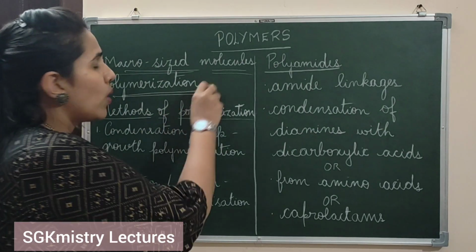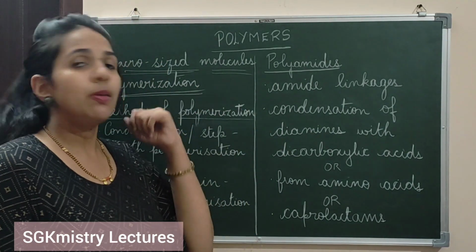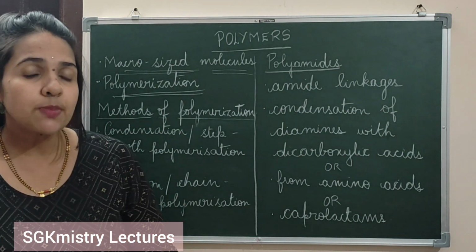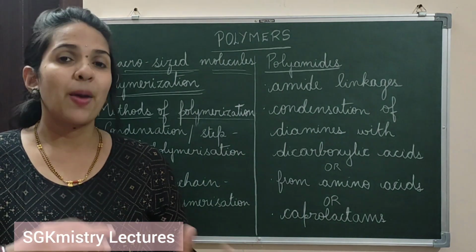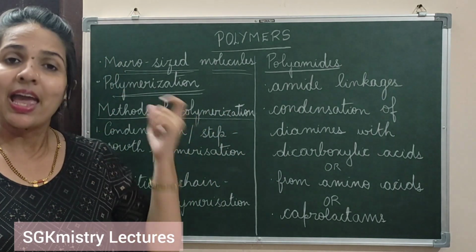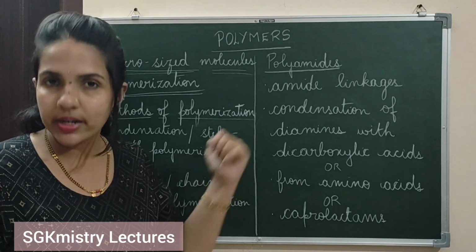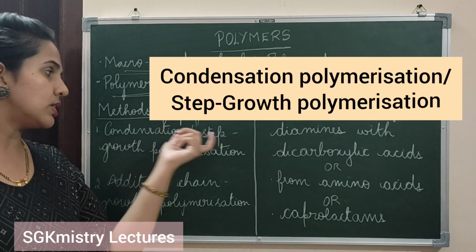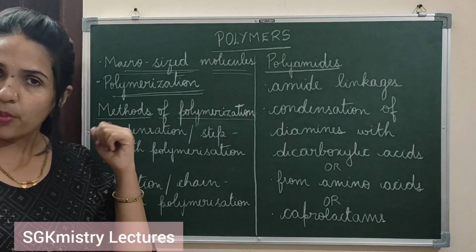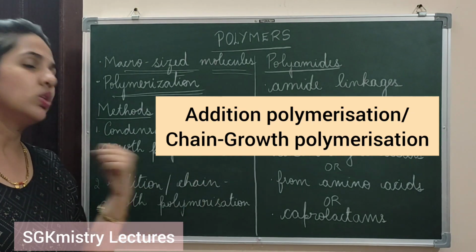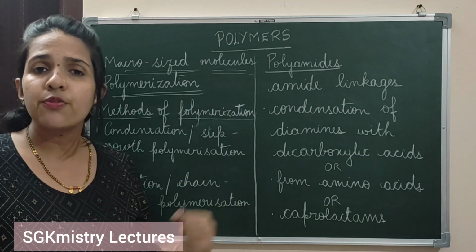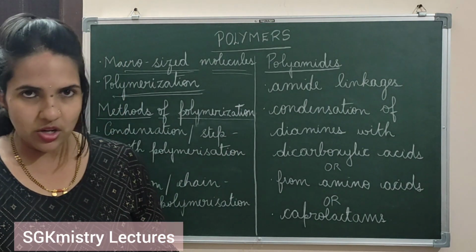So next, how are these polymers formed? The polymers are formed by a particular process called polymerization. That is, the process by which the monomers join together by different mechanisms to give rise to polymers is called polymerization. In this polymerization, there are two important categories: condensation polymerization, which you also call step growth polymerization, as well as addition polymerization, which is also called chain growth polymerization.